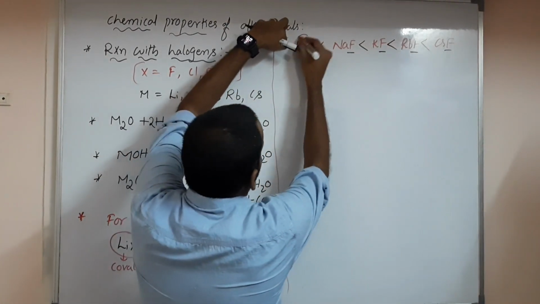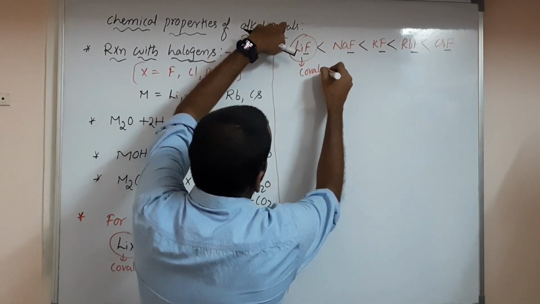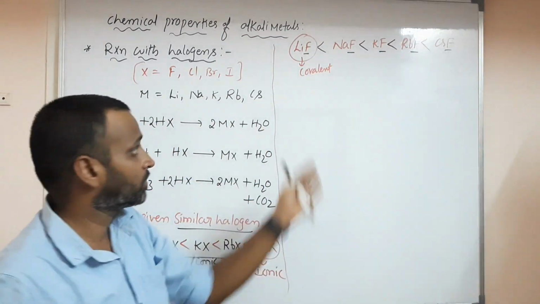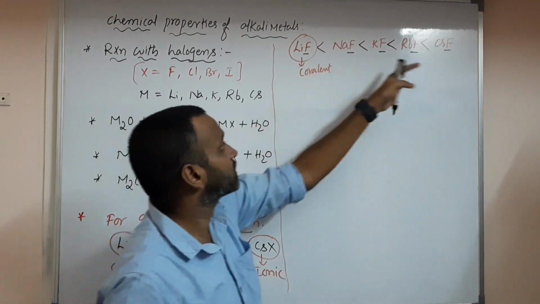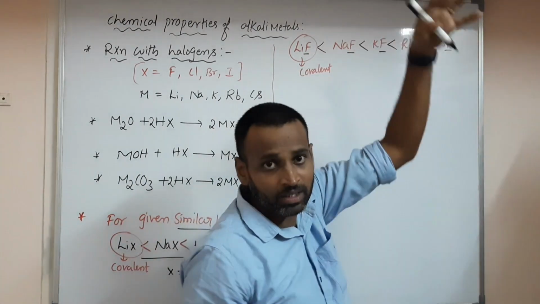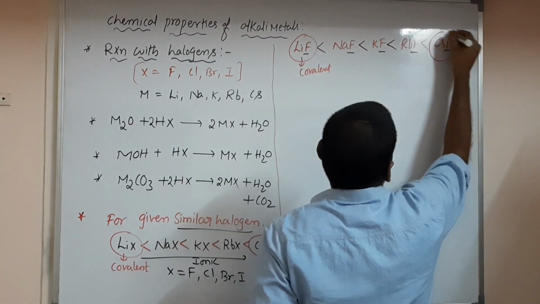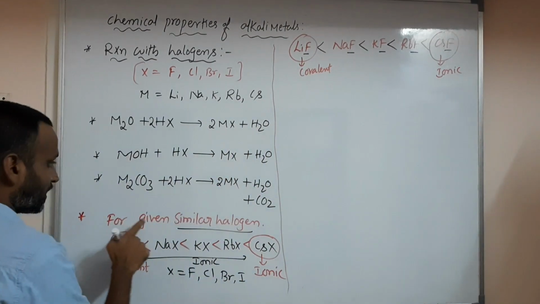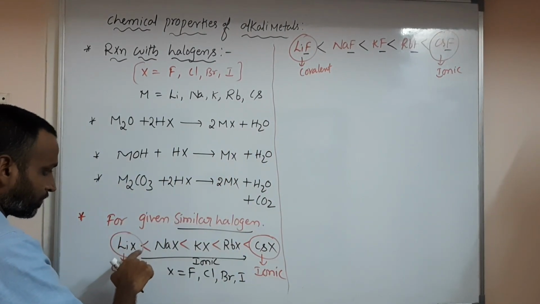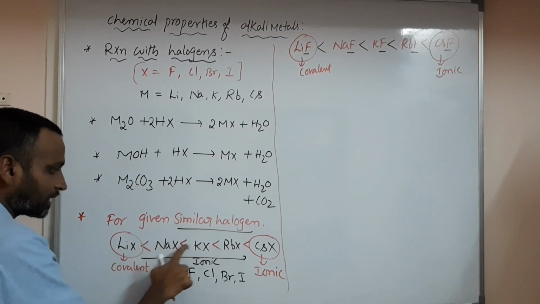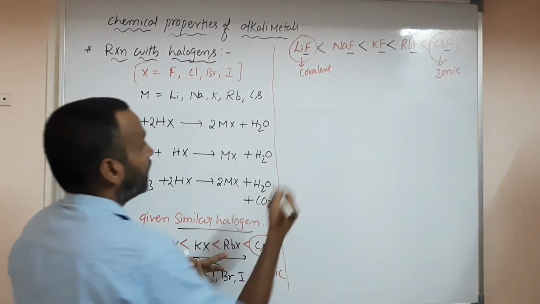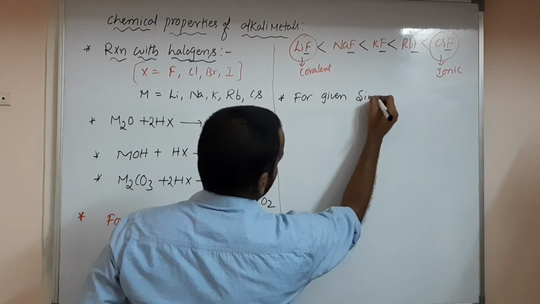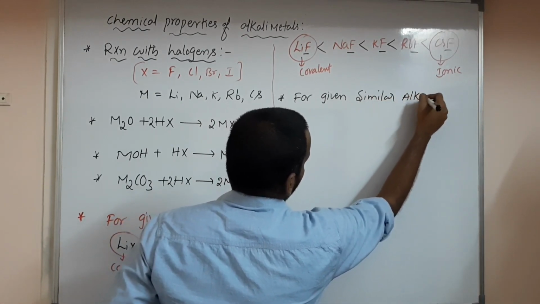So lithium fluoride has some covalent character and is highly stable because both are small. Lithium is small, fluorine is small, because it is a halogen, you know now. Actually, cesium fluoride is more ionic, as Cs+ is big in size and fluorine is small. So for given similar halogen and different alkali metal, you have this ionic character. Our next thing is for a given similar alkali metal now.